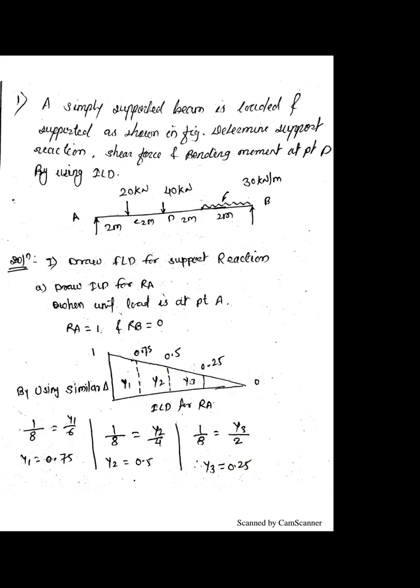similar triangle. Okay. I will tell you again. First, consider when unit load is at point A, RA is equal to 1, RB is equal to 0. Then draw 1 and this is baseline. Connect 1 to 0. Then draw the coordinate of external load. First, second, and starting point of UDL, end point of UDL. So this is Y1, Y2, Y3, and this we know value 0. Okay. By using similar triangle, calculate all these values. After calculating all these values of coordinate, write down coordinate here y1, y2, and y3. Now this is complete ILD for RA.